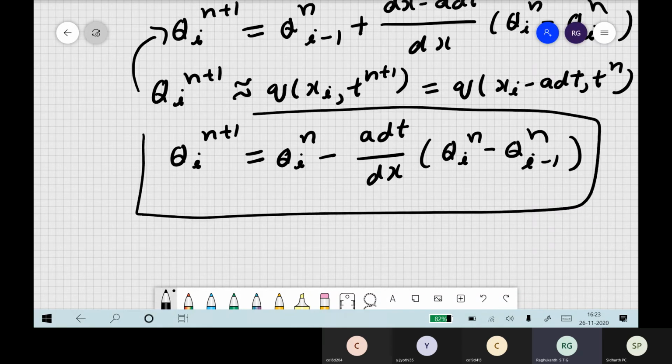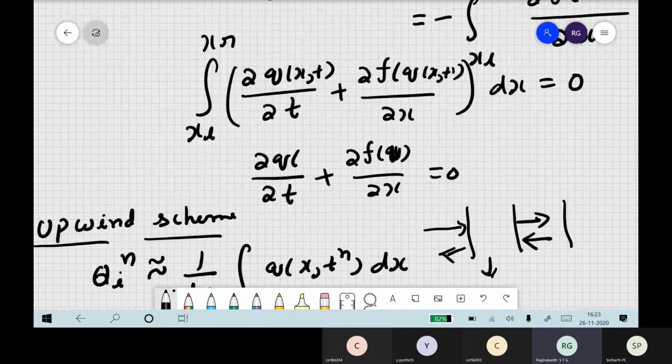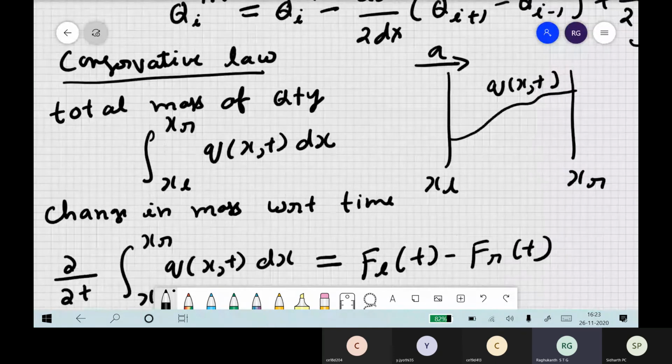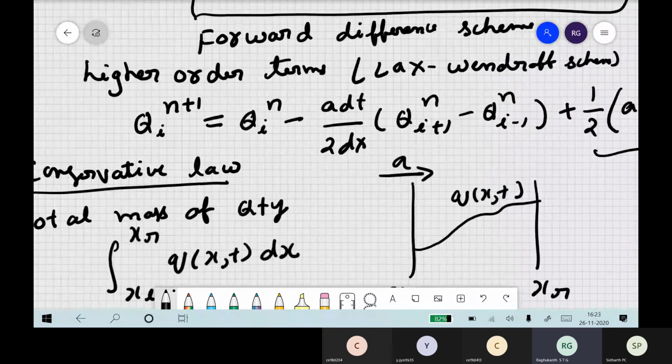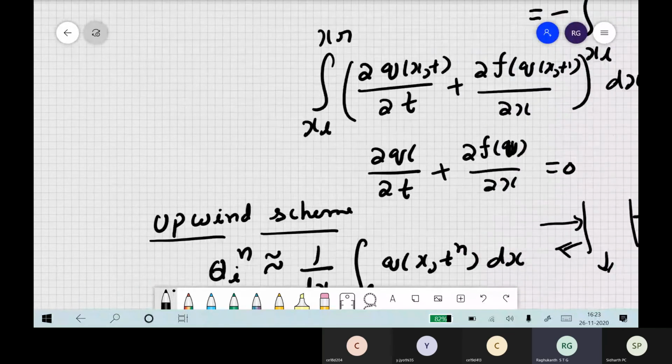So this equation is the same as what we derived, you can see here. This equation you see we derived. This scheme is generally known as the upwind scheme actually.